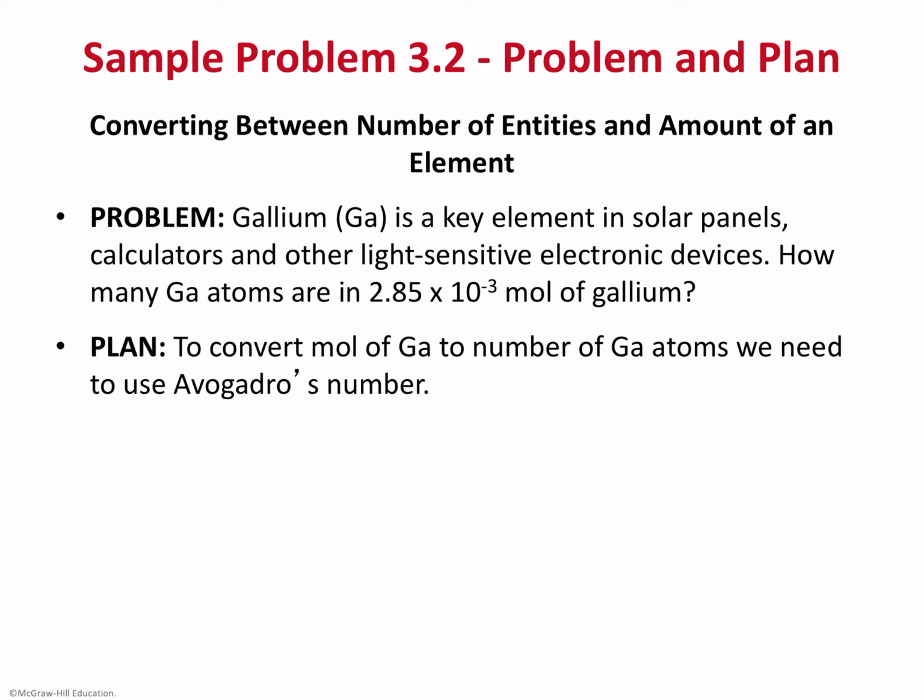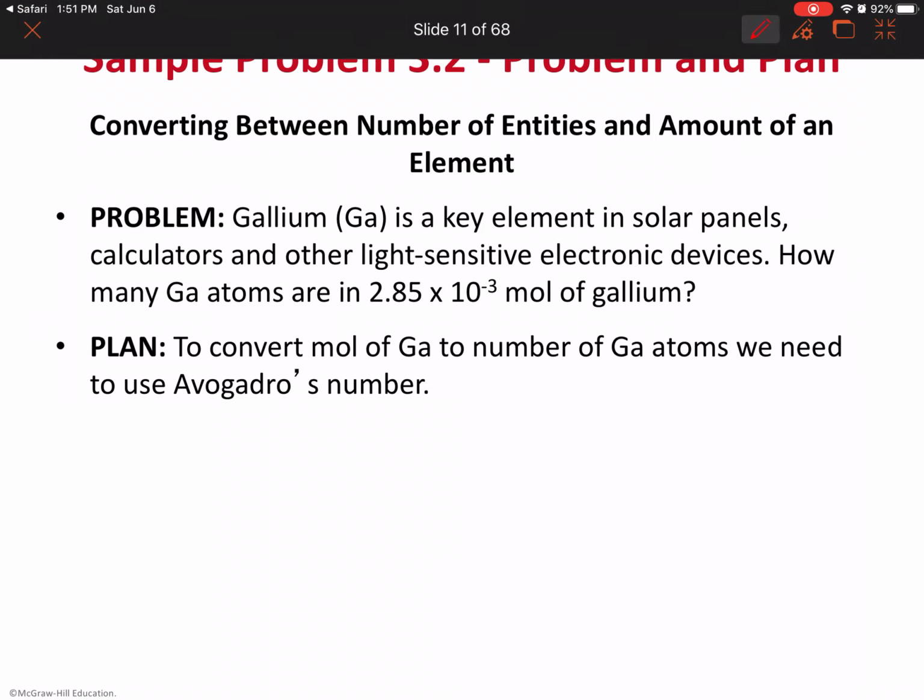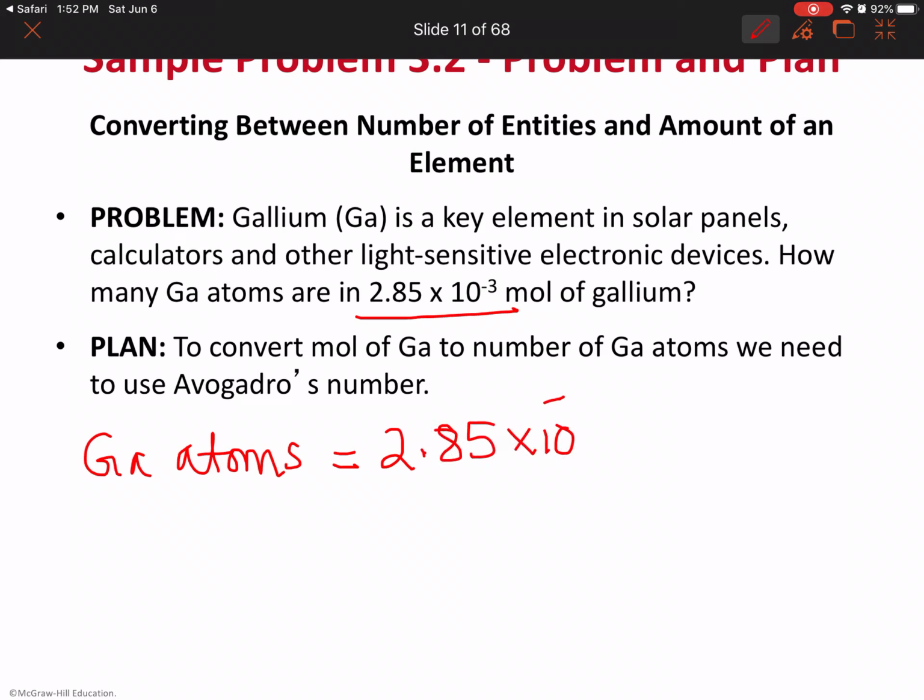Okay, to convert moles of gallium to number of gallium atoms, we need to use Avogadro's number. First thing, we always write down what is given to us. How many gallium atoms? We want to find the gallium atoms. And we are given 2.85 times 10 to the negative 3 moles. So you write that one first: 2.85 times 10 to the negative 3 moles.